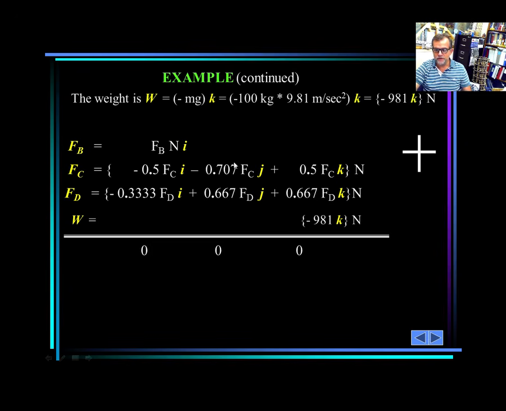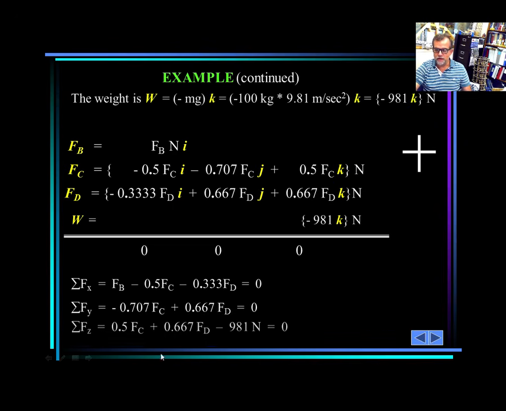This is my first equation, this is my second equation, this is my third equation. FB minus 0.5 FC minus 0.33 FD equals 0. Second equation, negative 0.707 FC plus 0.667 FD equals 0, and the third equation is the summation here equals 0. A system of three equations with three unknowns.